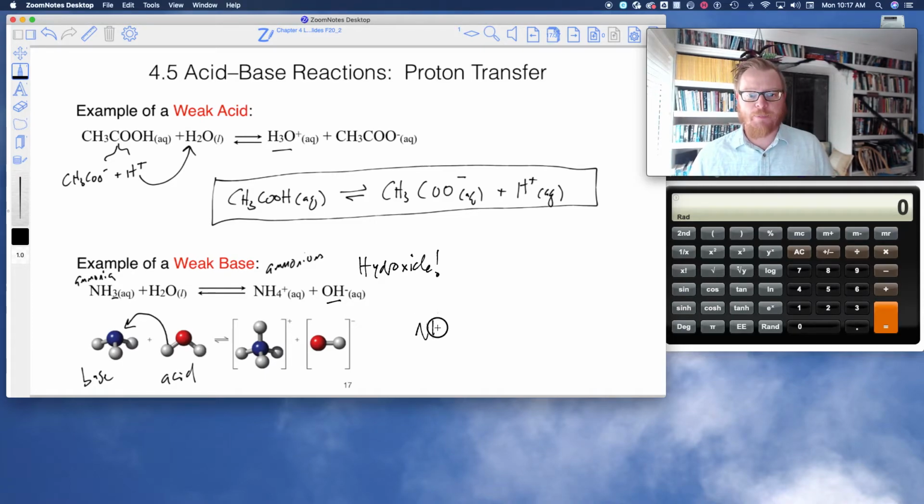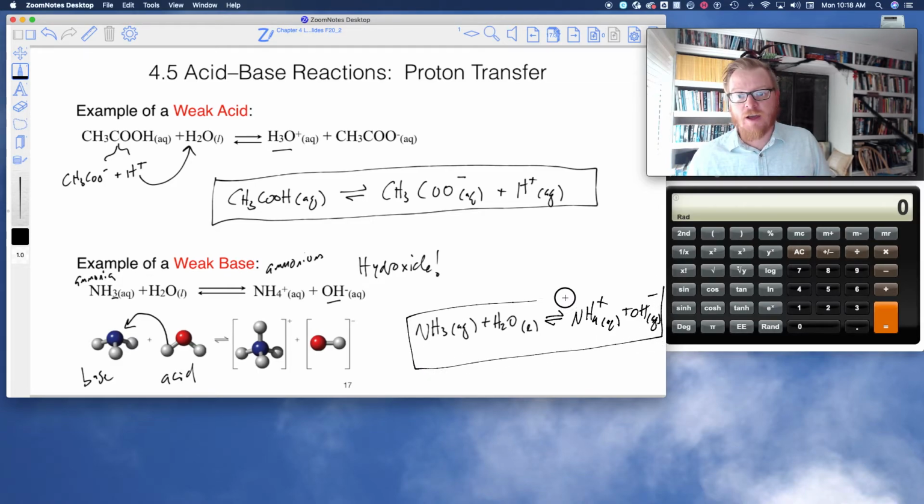The other example that I want you to know for this class for a weak base is the following. When we write this reaction, we usually always keep the water as a part of the reaction, because that intimately shows us how the water is transformed into hydroxide. So we make ammonium and hydroxide. These are the two reactions I want you to know for weak acids and weak bases.